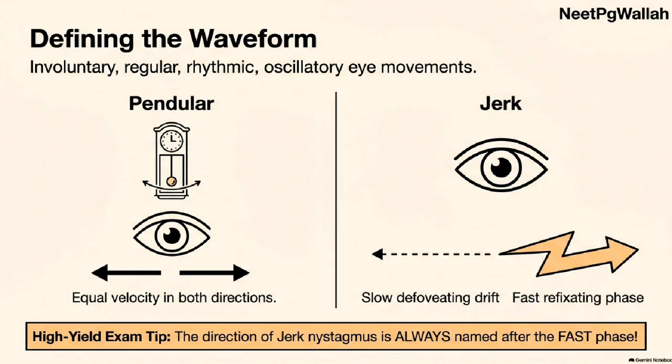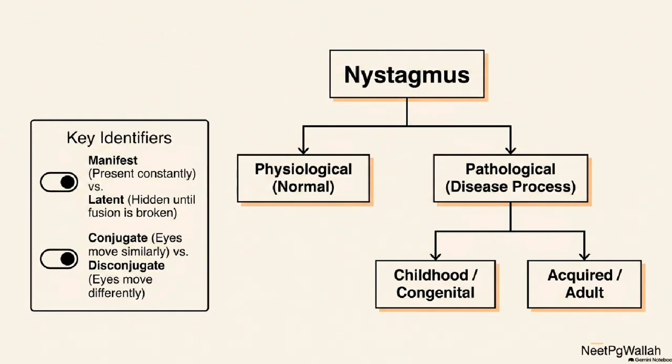Now, let's talk about the actual movement. Pendulum nystagmus has equal velocity in both directions. Think of the smooth swing of a grandfather clock. Jerk nystagmus, however, is a whole different beast. It features a slow, defoveating drift where the eye literally slips off its target, followed by a fast, refixating snap right back. And here's a massive, absolutely crucial high-yield tip. We always name the direction of jerk nystagmus after that fast snap.